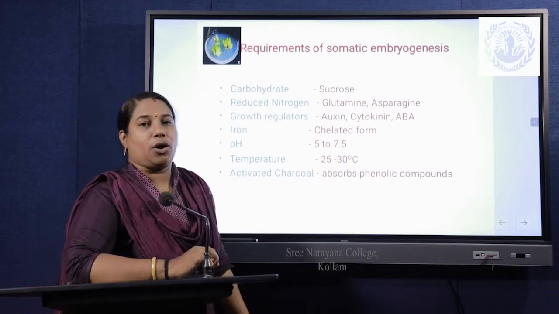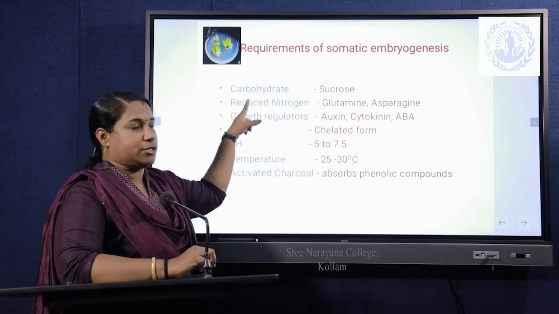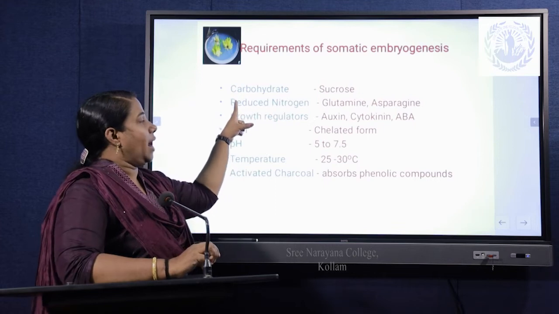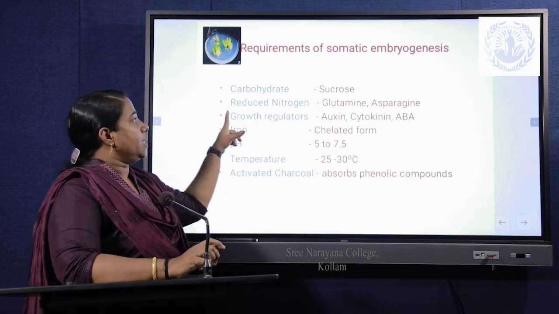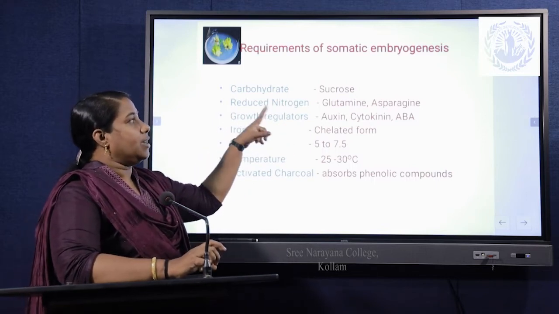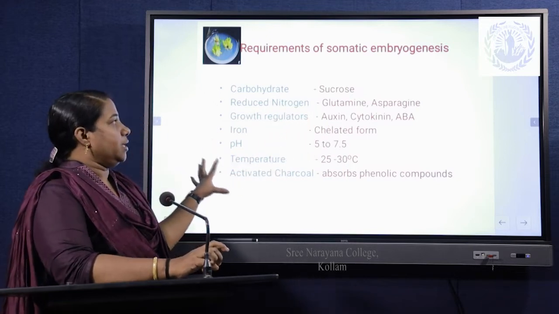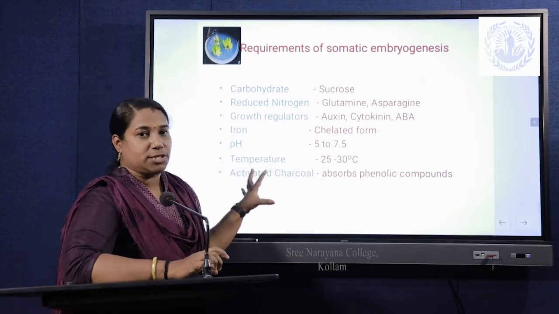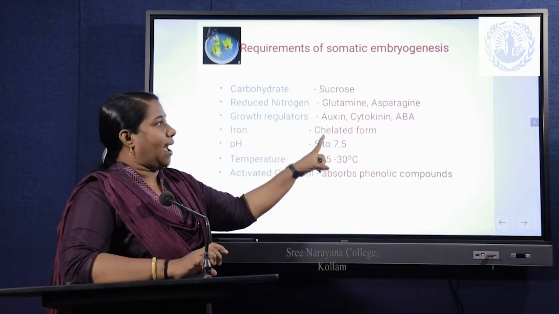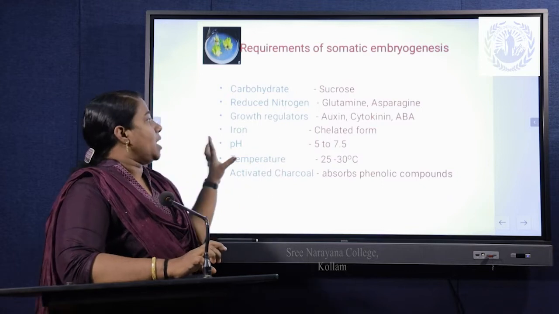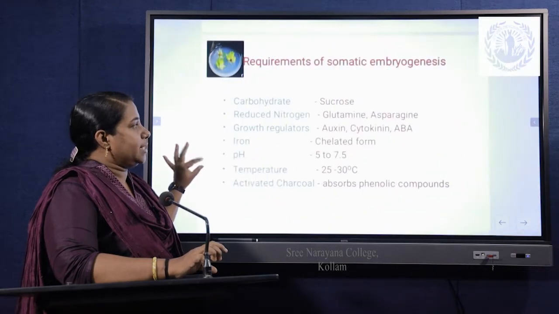Coming to the requirements of somatic embryogenesis, the medium requires a high carbohydrate source; sucrose is added as the carbohydrate source in the somatic embryogenic media. Then reduced nitrogen is added, in the form of the amino acids glutamine and asparagine. Growth regulators form a major portion in somatic embryogenesis, and auxins, cytokinins and abscisic acid are added as phytohormones. Iron in this medium is used in the chelated form.